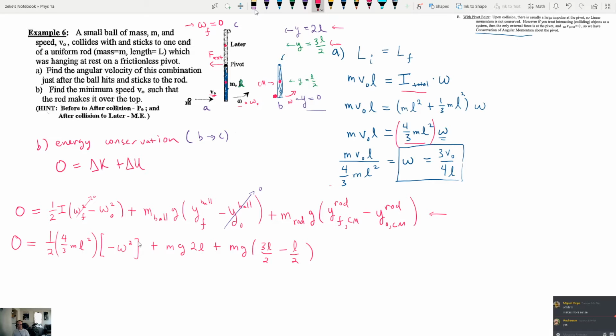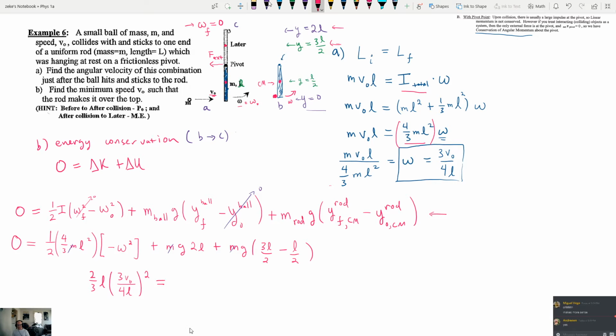Okay, so next thing we do is to take all these negative things and put them on the left-hand side. So 1/2 of 4/3 will be 2/3. Every term has an m in it, so we don't need to write those on the next line. So it's 2 over 3 L squared times omega squared. And omega squared is going to be this thing squared, so we'll plug that in: 3 v naught over 4L, whole squared.